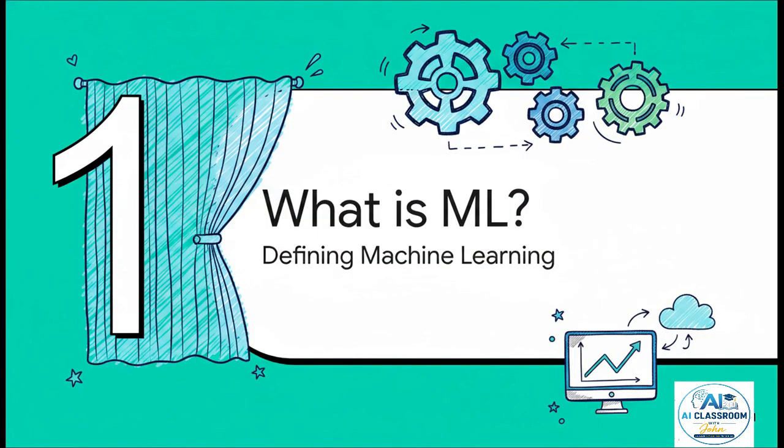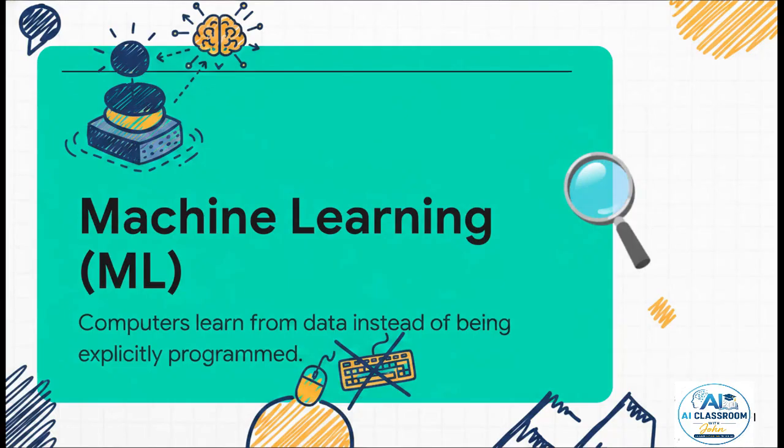All right, Section 1, Defining Machine Learning. Let's pull back the curtain. Simply put, machine learning, or ML, is a method where computers learn from data instead of being explicitly programmed. And I really want to emphasize that last part, instead of being explicitly programmed. Because, for decades, humans had to hand code every single tiny instruction to tell a computer what to do. But with machine learning, we completely shift the spotlight onto the data. The data actually becomes the teacher.